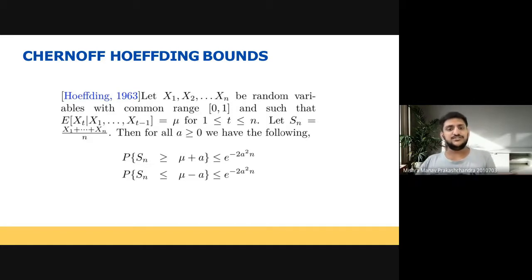What the Chernoff-Hoeffding bound tells me is that, let x1, x2, up to xn be random variables with some common range.